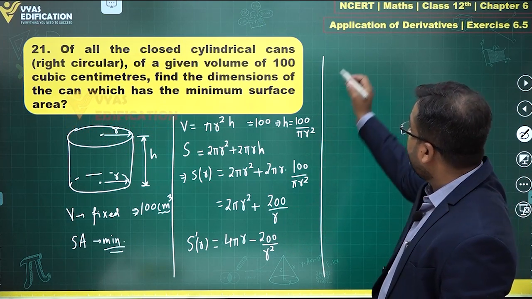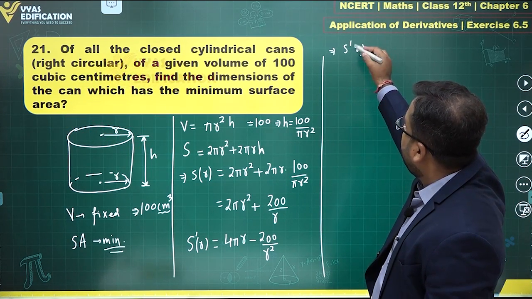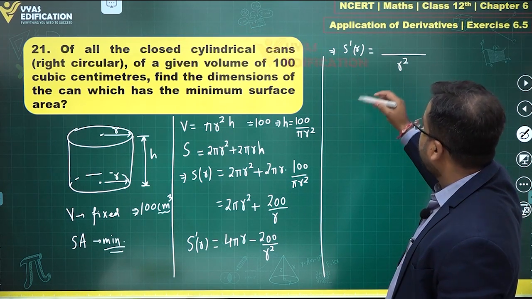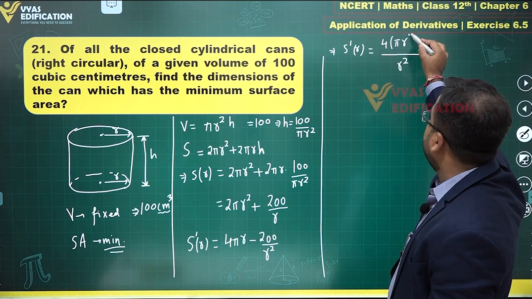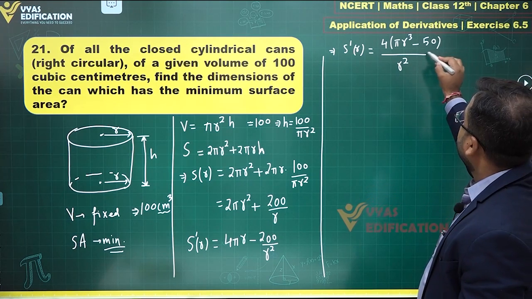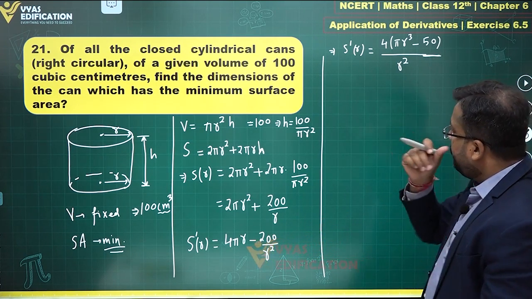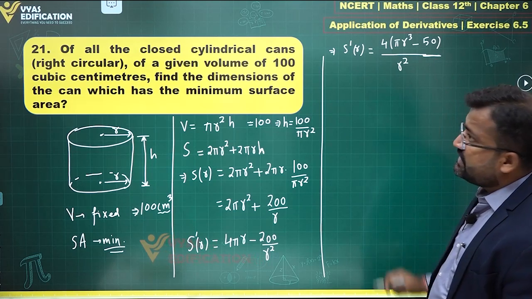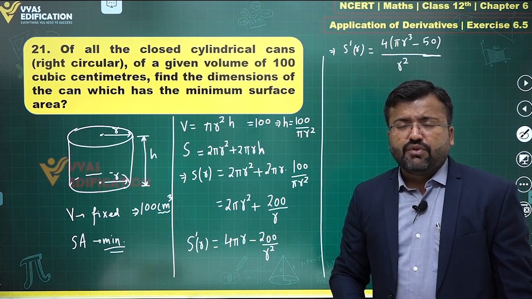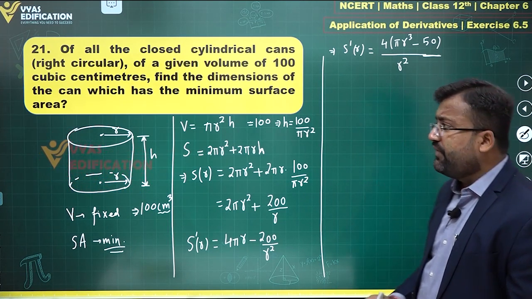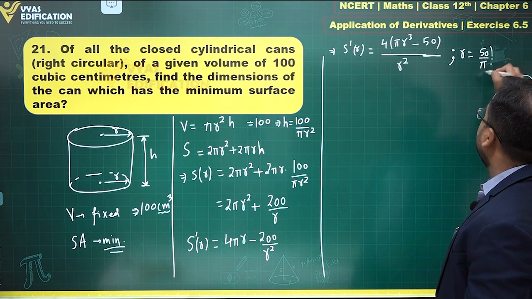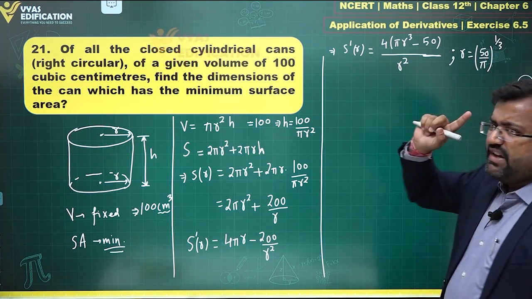So S prime of r is equal to, in the denominator you get r square, in the numerator you get 4 pi r cube minus 200. 4 common, pi r cube minus 200 upon 4 is 50. This is what I'll get. And if you observe, r cube is equal to 50 upon pi. The critical point is r equal to 50 upon pi raised to power 1 by 3. There's only one critical point, right?